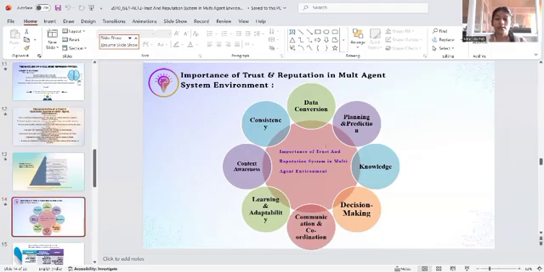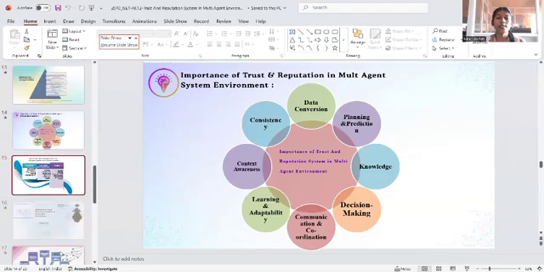So let's see. First one is data conversion. Second one is planning and prediction. Third one is knowledge. Fourth one is decision making. Fifth one is communication and coordination. Next, learning and adaptability. Next, context awareness, and last one is consistency.